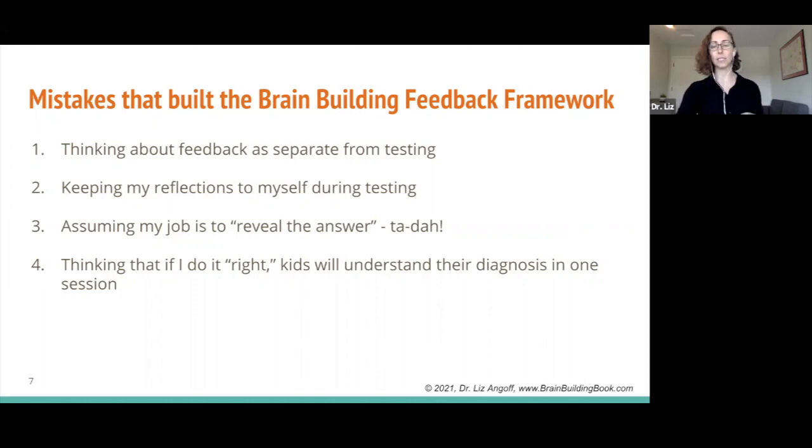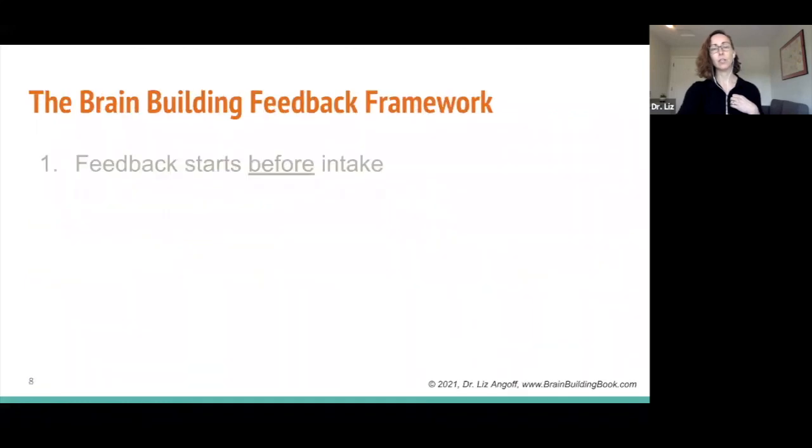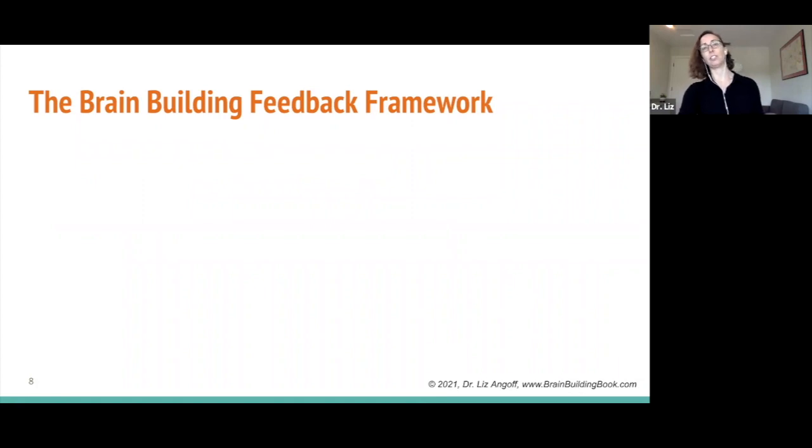And so I needed a way to set up adults so that they could continue that conversation, as opposed to focusing on how do I do this right, and thinking it was just relying on me. So, these mistakes turned into this framework that we're going to go over.